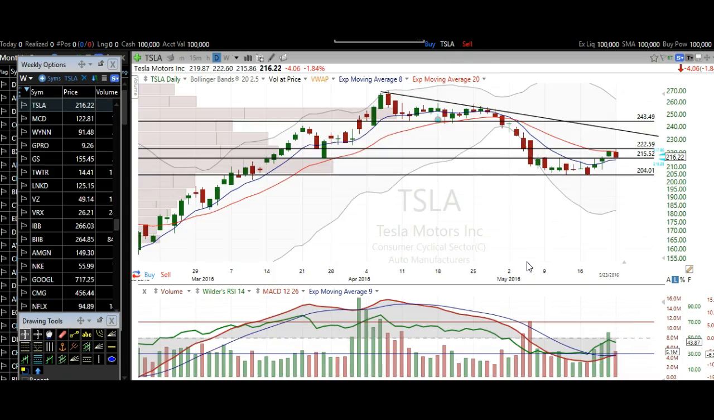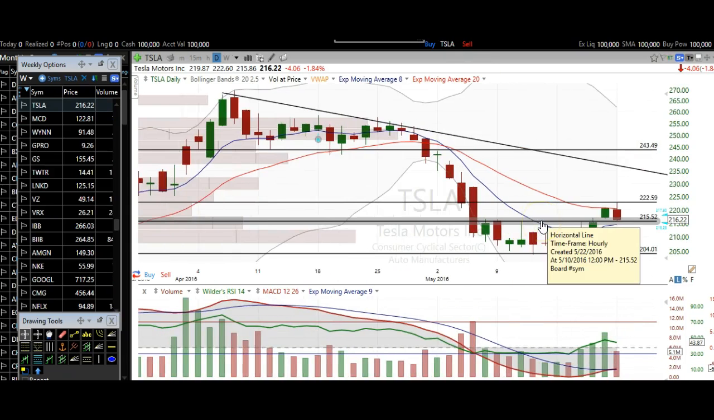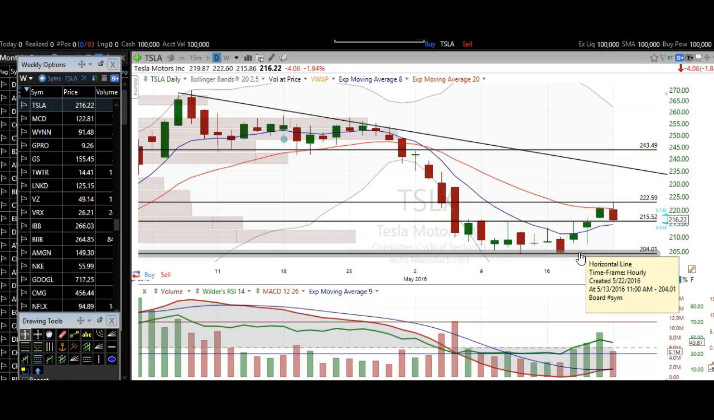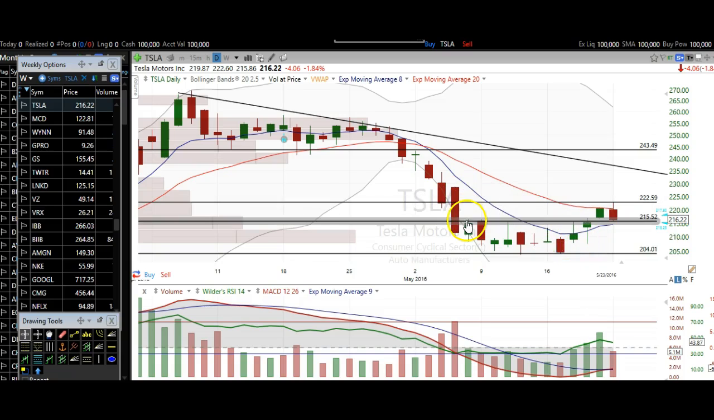Next, I want to cover Tesla. Tesla was trading in a box here. The high end of the box is at 215. The low end of the box is at 204. As you can see, we've got a high here, here, here, here, and here, and then it broke over that right here, and we ended up just barely touching that level today.